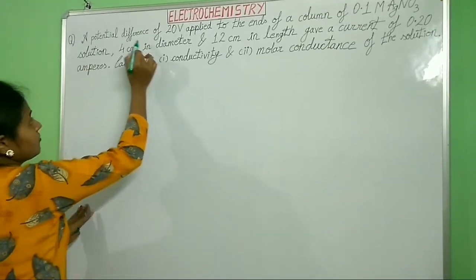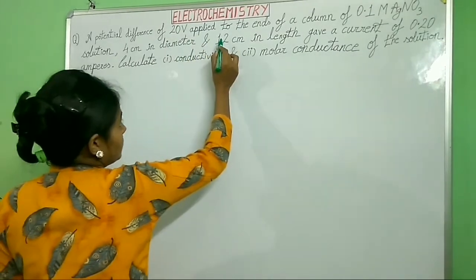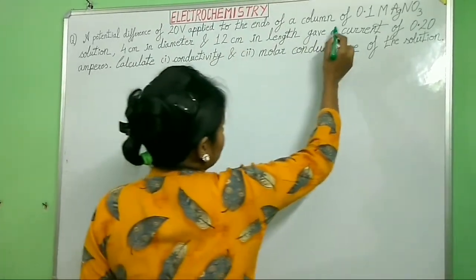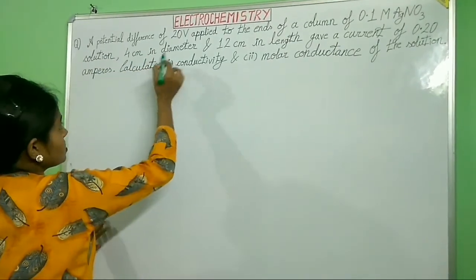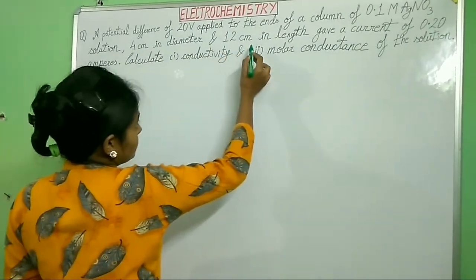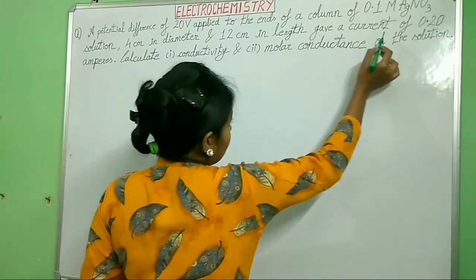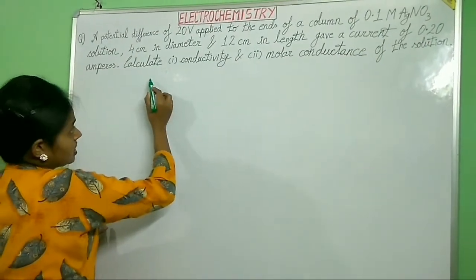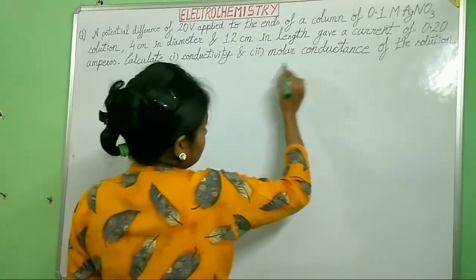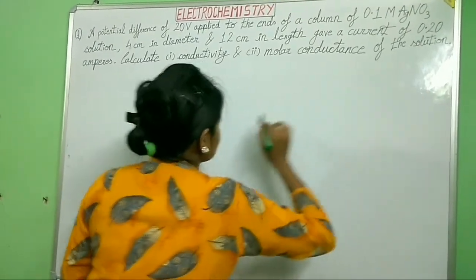A potential difference of 20 volts applied to the ends of a column of 0.1 molar silver nitrate solution, 4 cm in diameter and 12 cm in length, gave a current of 0.20 amperes. Calculate first the conductivity and second the molar conductance of the solution.